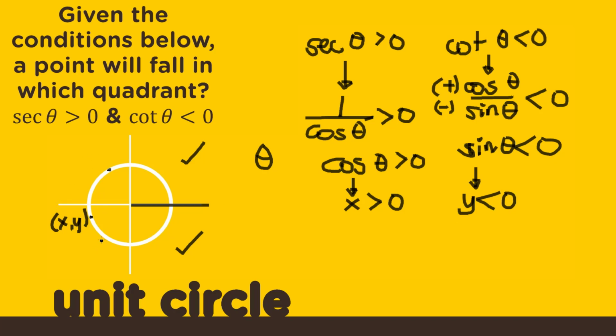Which of these regions or axes is where y is less than 0? It's this portion here. In short, which quadrant would satisfy the condition? It's this quadrant here. The quadrant is quadrant 4. This would mean that for secant theta to be greater than 0 and cotangent theta to be less than 0, the arc, or the theta, should be found in the fourth quadrant.